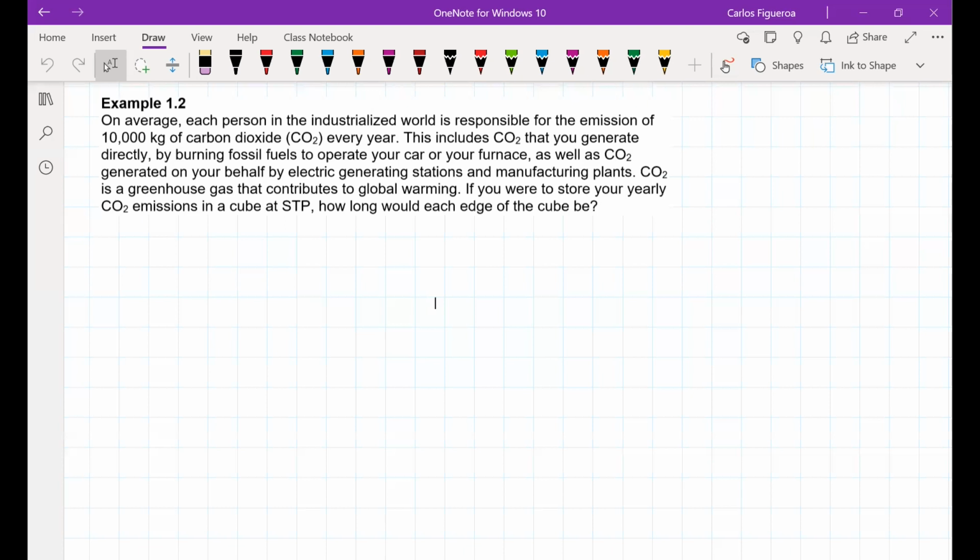If you were to store your yearly CO2 emissions into a cube at standard temperature and pressure, how long would each edge of the cube be?